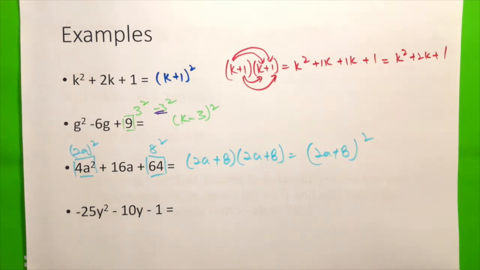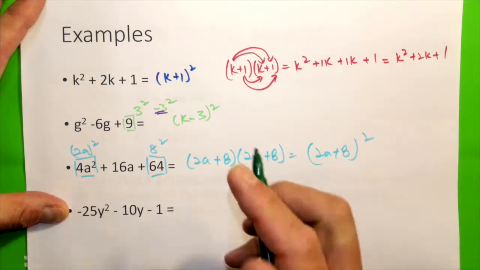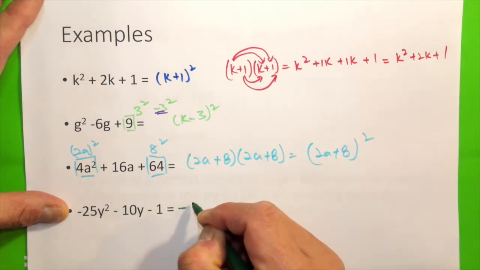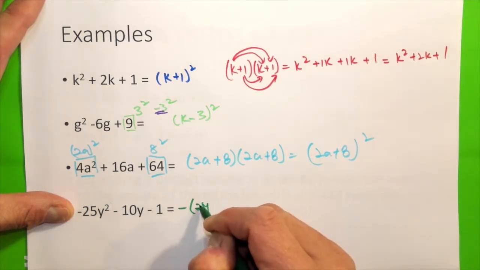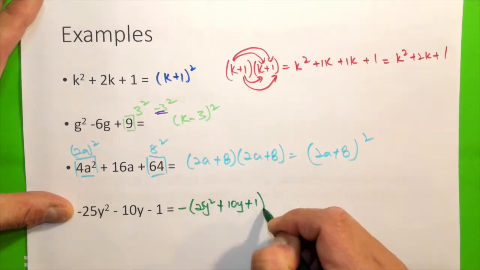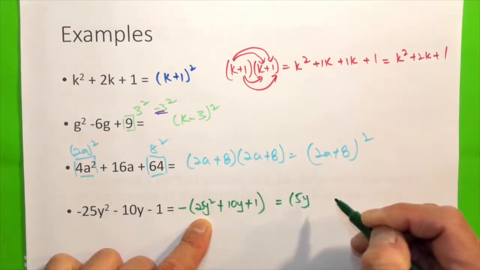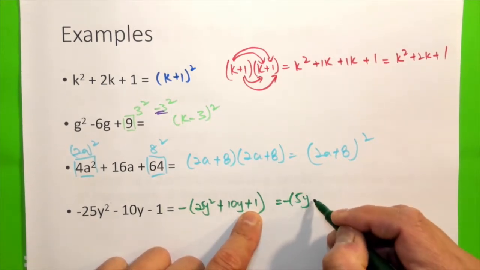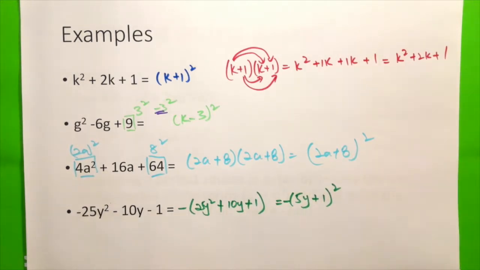The last one, you have got a negative sign in front. How do you go about doing it? We can put this expression in the bracket and take the negative out, which gives us 25y squared minus 10y plus 1. 25y squared is (5y), so this is (5y - 1) squared. Remember, the negative should be out there.